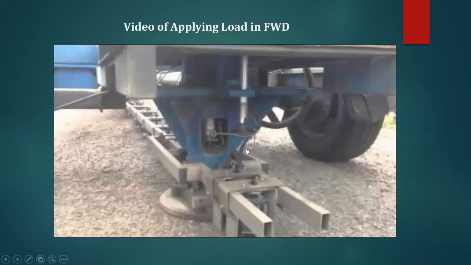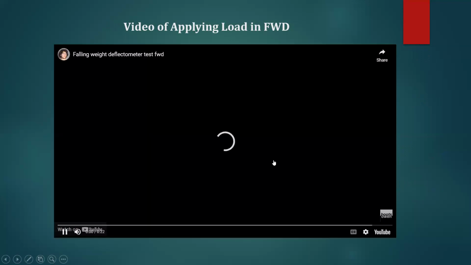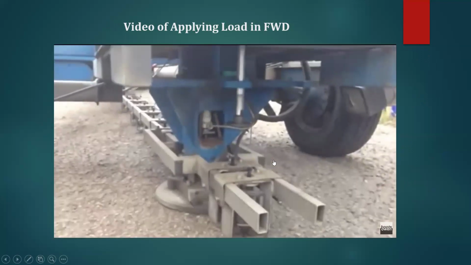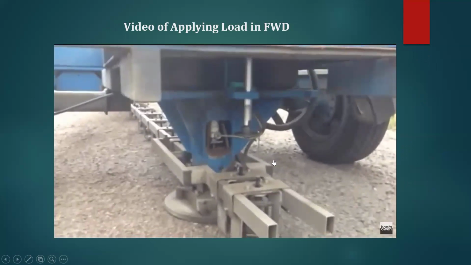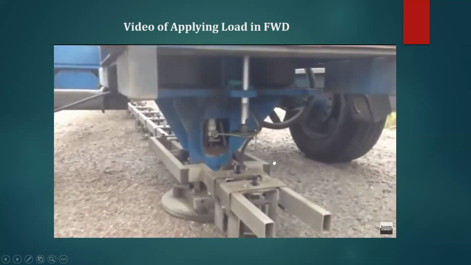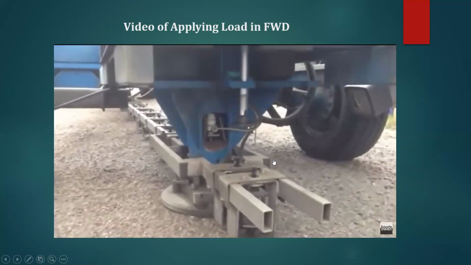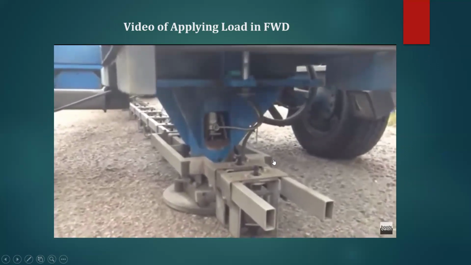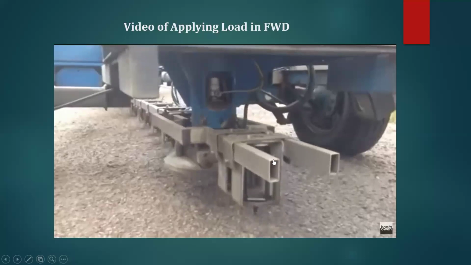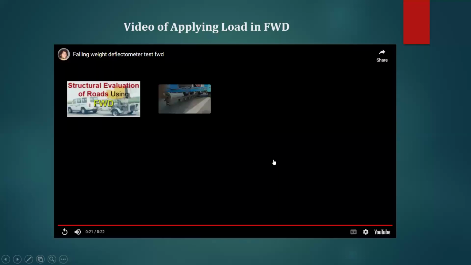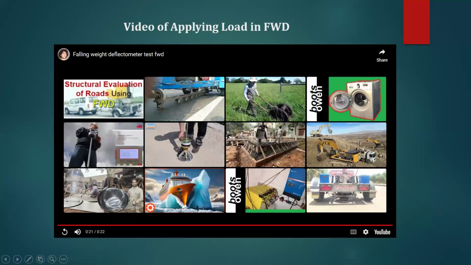Now I'm going to play this video. So this is how the mass is raised to a predetermined height. It is released onto the pavement surface. The geophones are used to measure the deflections, and once the test is completed, it is lifted up like that and continued to the next location.